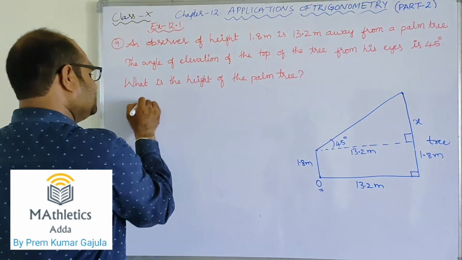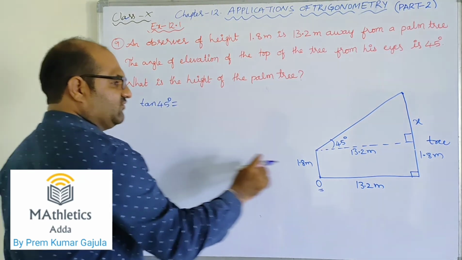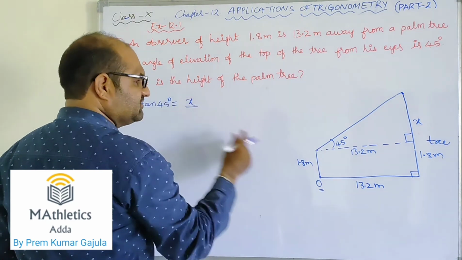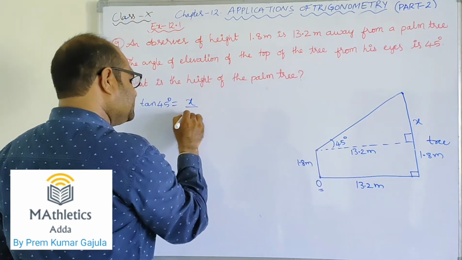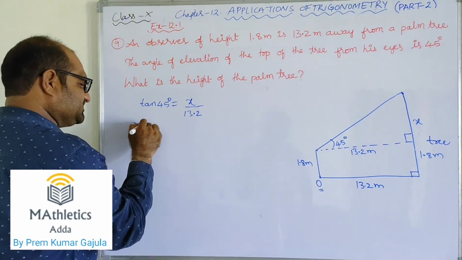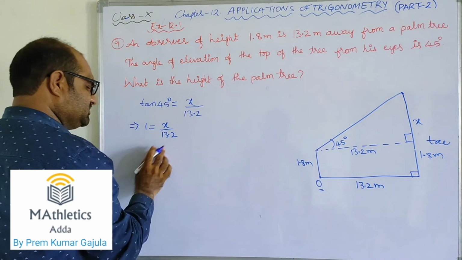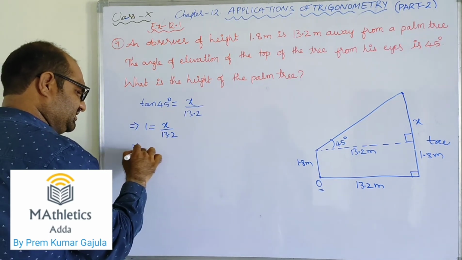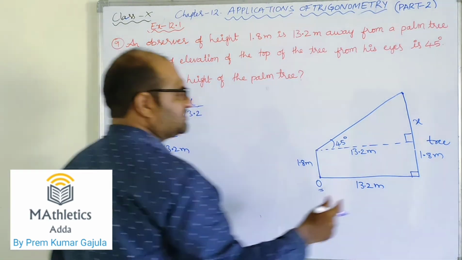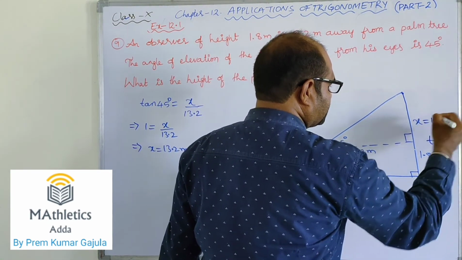So now let us apply the tan formula in this. So I am applying tan 45 degrees. Tan 45 degrees is equal to opposite by adjacent, that is x by 13.2. So now we know that tan 45 value is 1, so 1 is equal to x by 13.2. So now if you shift that side, then you will get x is equal to 13.2 meter. So this part of the tree we have got as 13.2 meter.